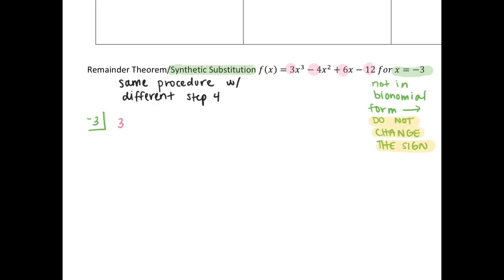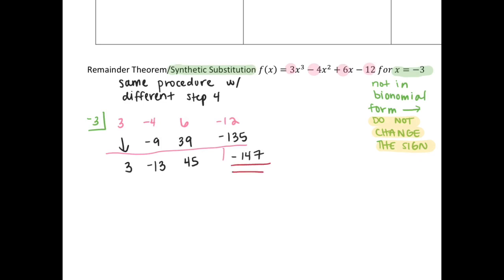So I'm going to take my coefficients, 3, negative 4, 6, and negative 12, draw my line and my remainder bar. Drop the 3, multiply, negative 9, add, negative 13, multiply, 39, add, 45, multiply, negative 135, add, negative 147. Now, the cool part of substitution, the remainder is the answer. That's all you need is the answer. Now, could you do this hypothetically the old-fashioned way where you substitute things in? Sure. But in my experience, kids tend to make a lot more mistakes that way.